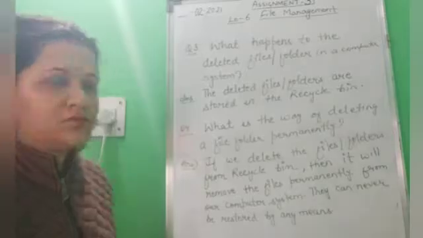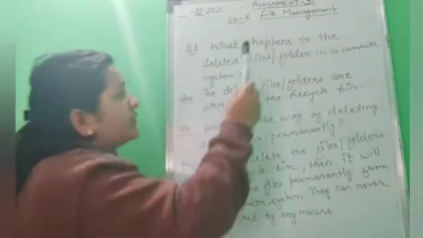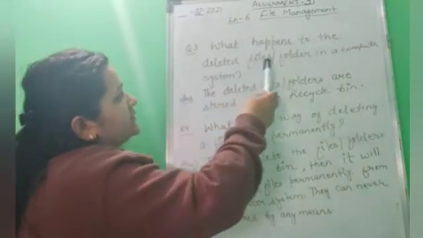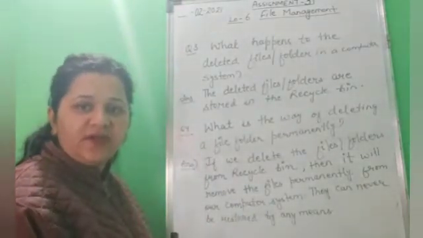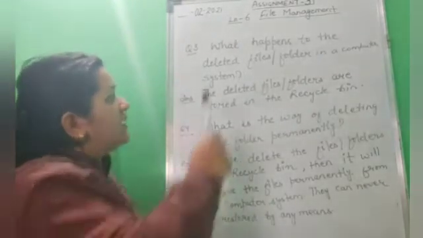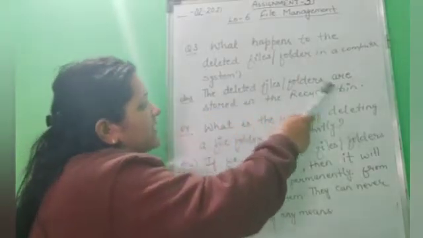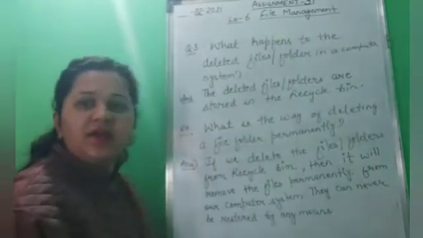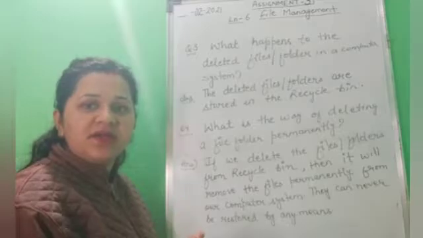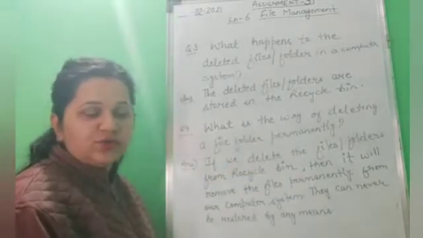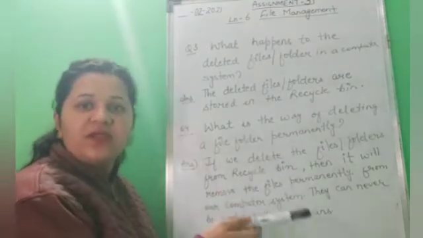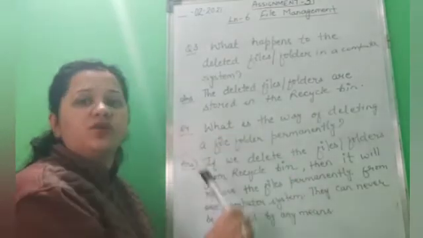Okay. Now question number 3. What happens to the deleted files and folders in a computer system? Now children, what happens if we delete any file or folder from the computer system? The deleted files or folders are stored in the recycle bin. If we have not deleted them permanently, then they get stored in the recycle bin. It means you can restore any deleted files from the recycle bin also.